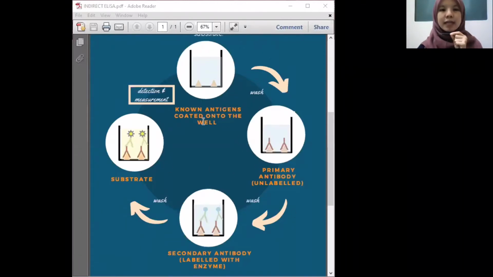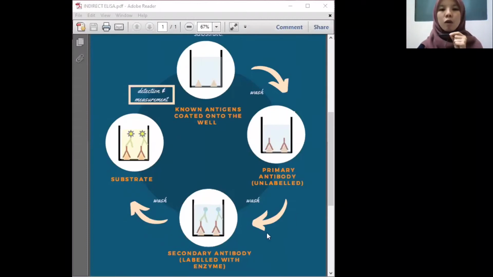Firstly, the known antigens or antigens of interest are incubated with the well plate to make them immobilized. Then wash it to remove the free antigens, or the antigens that are not immobilized. Then add the first antibody, which is taken from the sample of the patient and is unlabeled. This unlabeled primary antibody will then bind to the specific antigens that have been coated earlier, if it is complementary to each other.